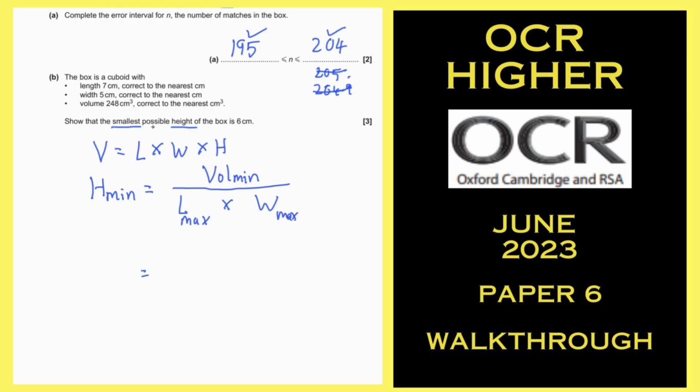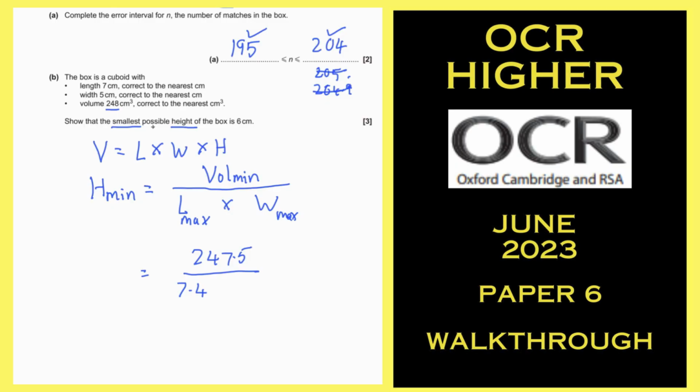So volume minimum, volume is 248, nearest centimetre. We want the minimum, we go down by half a centimetre, because this is discrete data. Not that that's going to make a difference here, but it is discrete data because it's now measurements. But it's 247.5. The maximum possible length is, well, the length is 7. It's the nearest centimetre. We need to go up and down by half. This is where you could have got 7.49 recurring and so on.